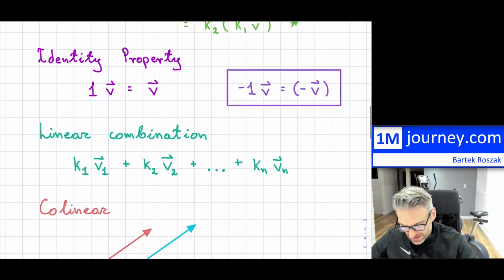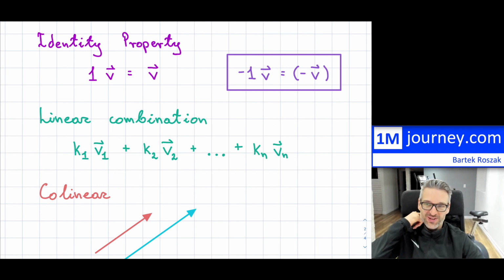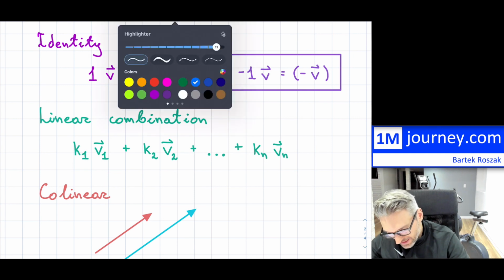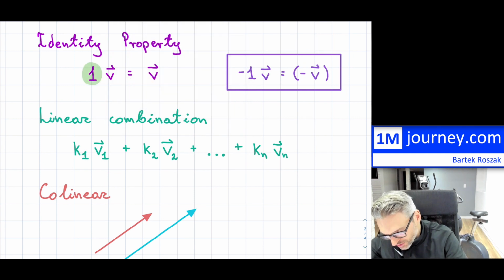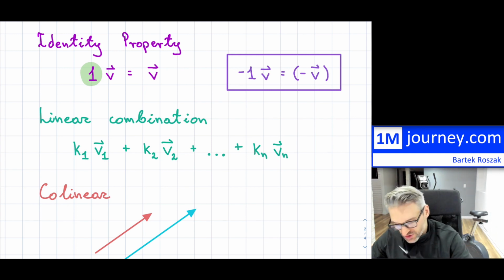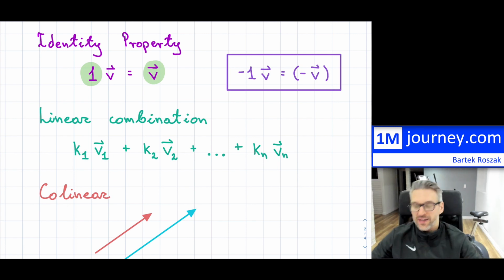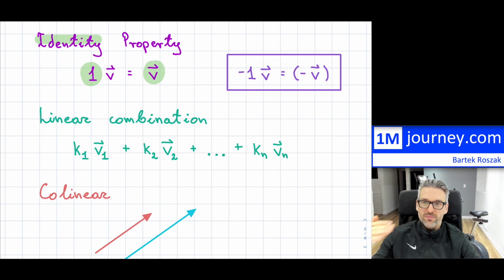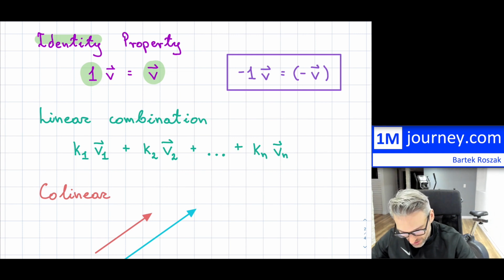Now, the next one, the identity property, so there's actually not much to say here. The identity property states that if you're multiplying by 1, so if the scalar is equal to 1, it doesn't change the actual vector. So what it does is it gives us the vector back. And that's why it's called the identity property. So it just gives us the vector back if you scale by 1. Now, I've talked about this in the beginning of the video. I said, well, what happens if you're going to be multiplying by -1?